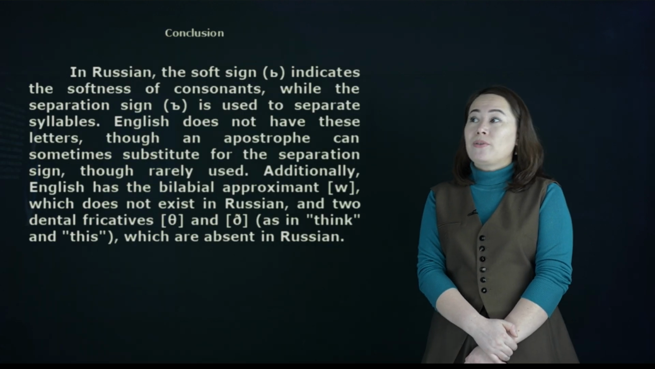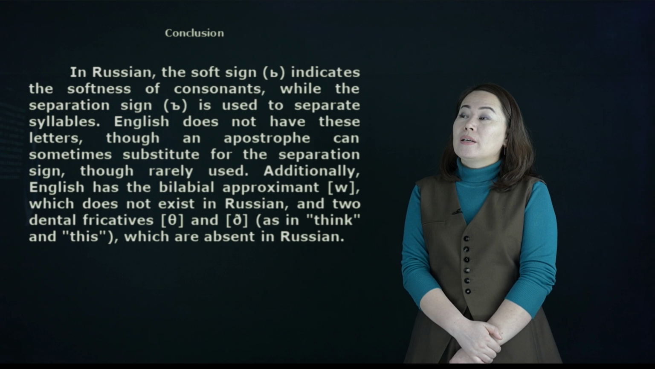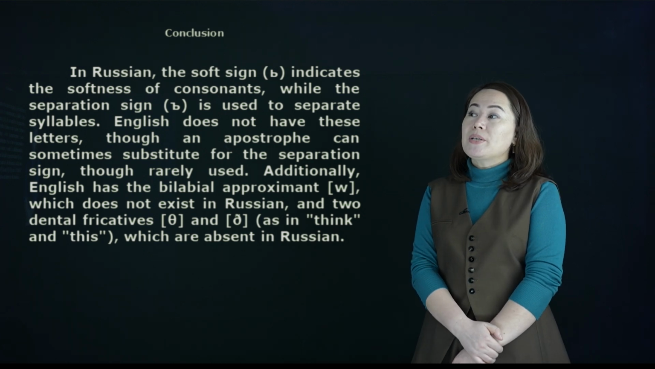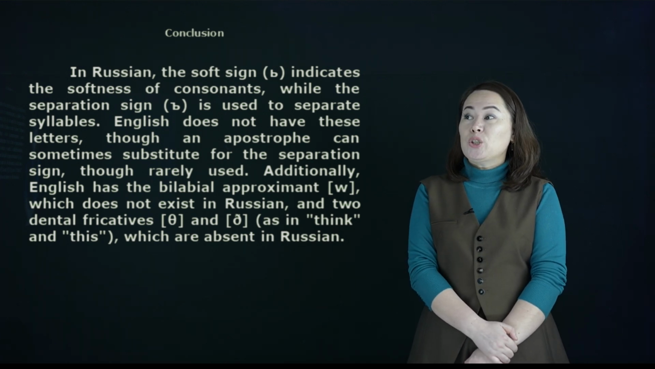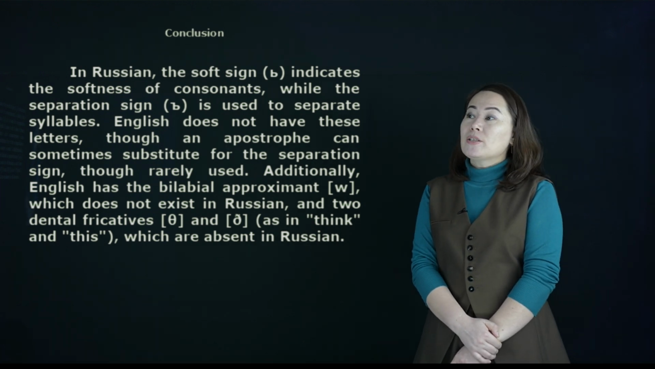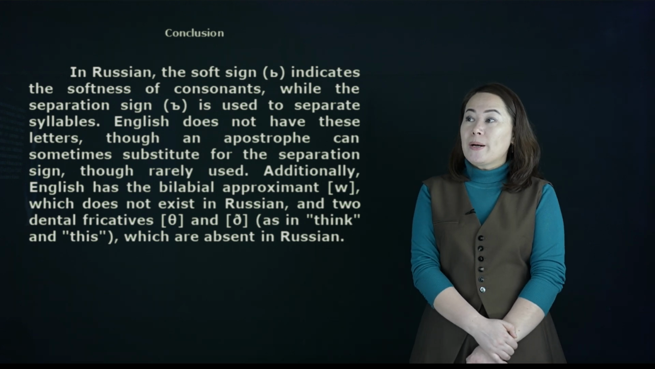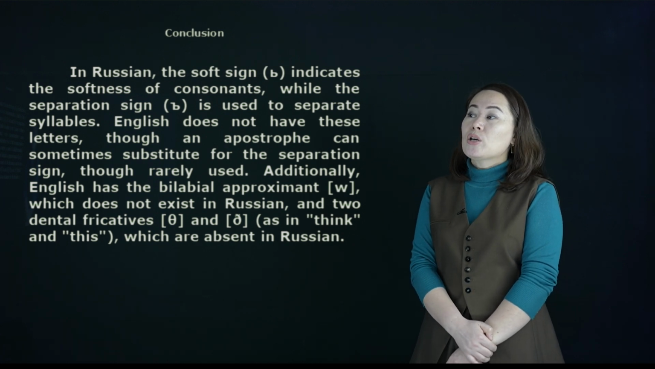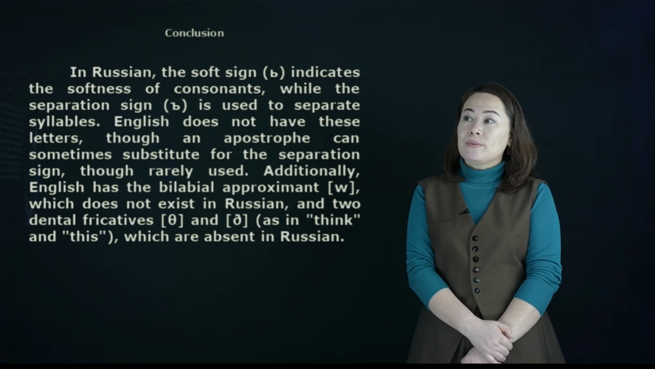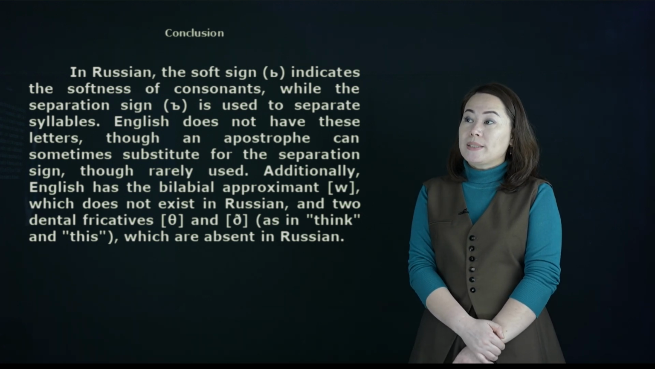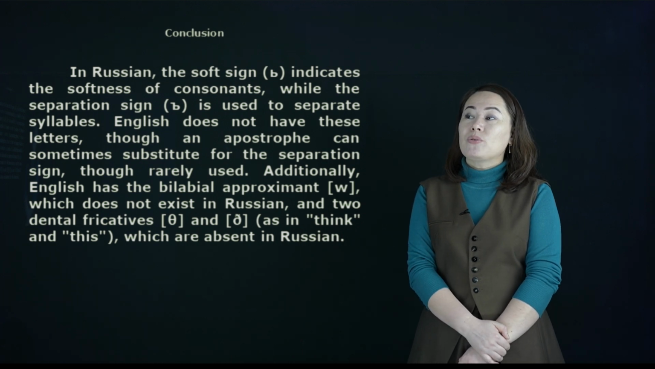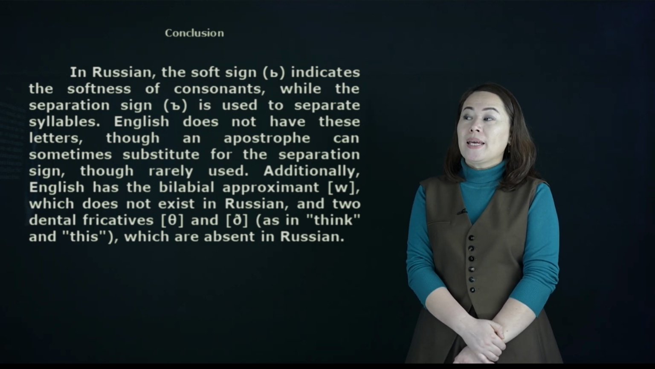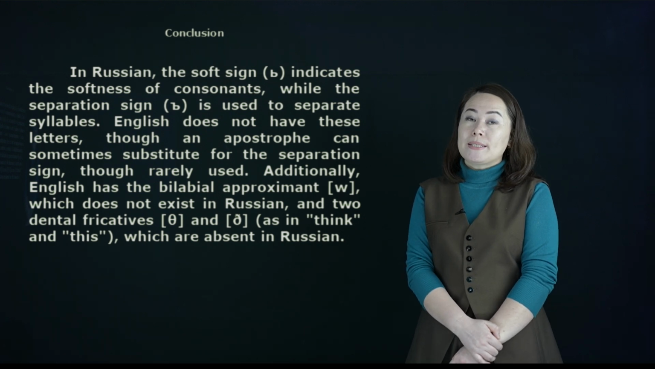In conclusion, in Russian, the soft sign indicates the softness of a consonant, while the separation sign is used to separate syllables. English does not have these letters, though an apostrophe can sometimes substitute for the separation sign, so rarely used. And additionally, English has the bilabial approximant w, which does not exist in Russian, and two dental fricatives, th as in thing and the as in these, which are absent in Russian.